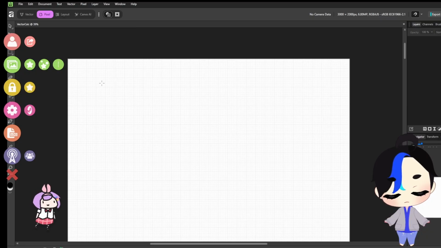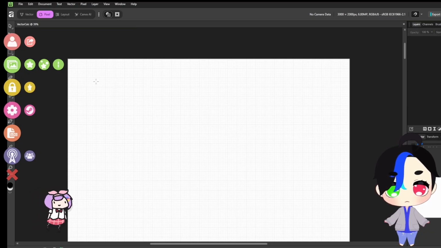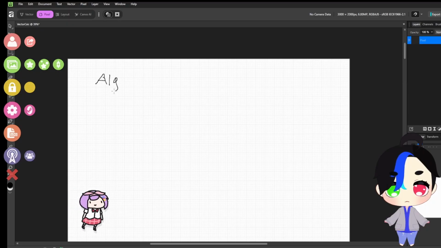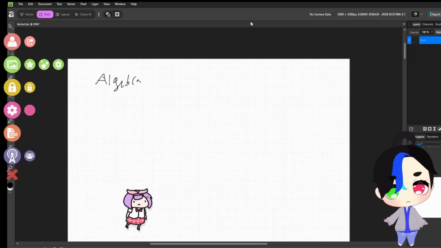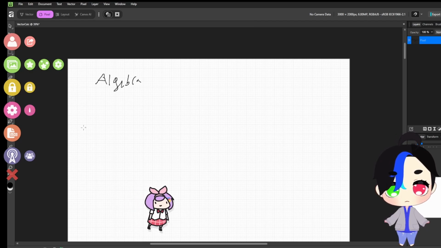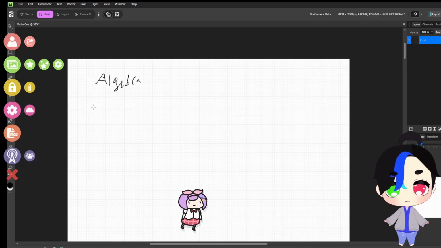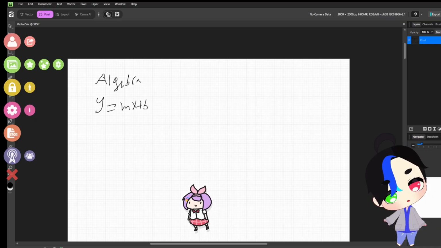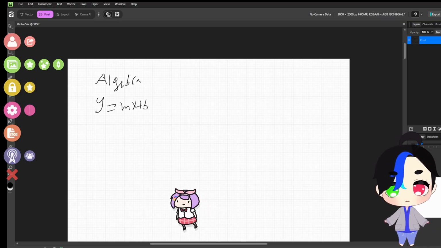All right. So, let's start with some algebra. Something that is very fundamental to algebra. If you remember, whenever you have a line, you can express a line in the form y equals mx plus b, where we're going to focus on this m.